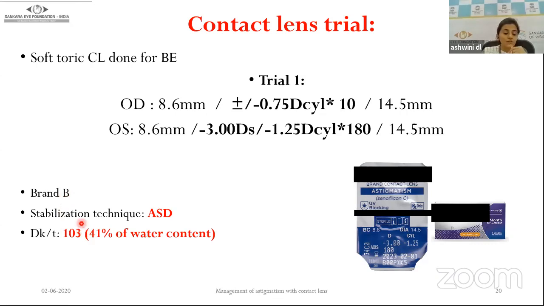Also, in this contact lens, the stabilization technique was the accelerated stabilization design. The oxygen transmissibility of this particular lens was 103 and the water content is 41%. So this trial lens was fitted in both the eyes.